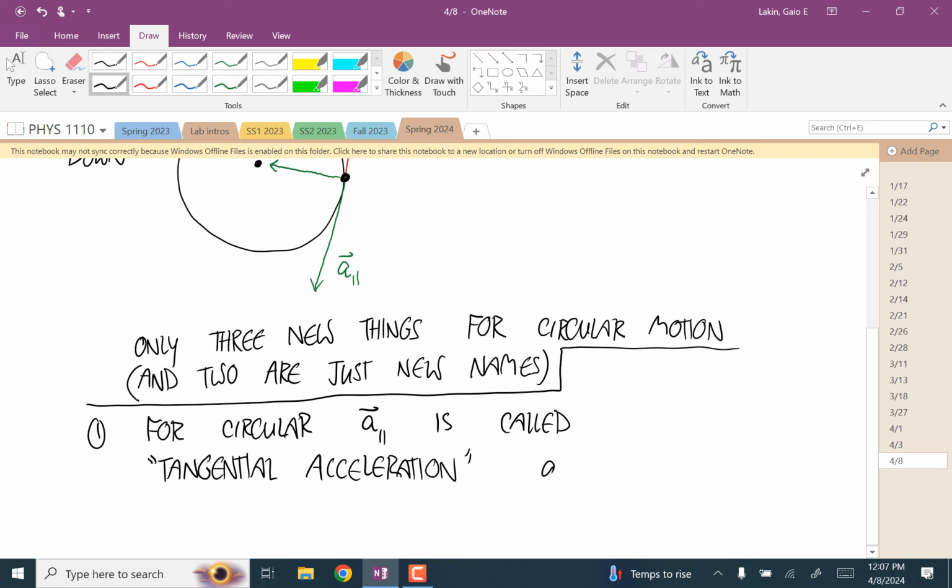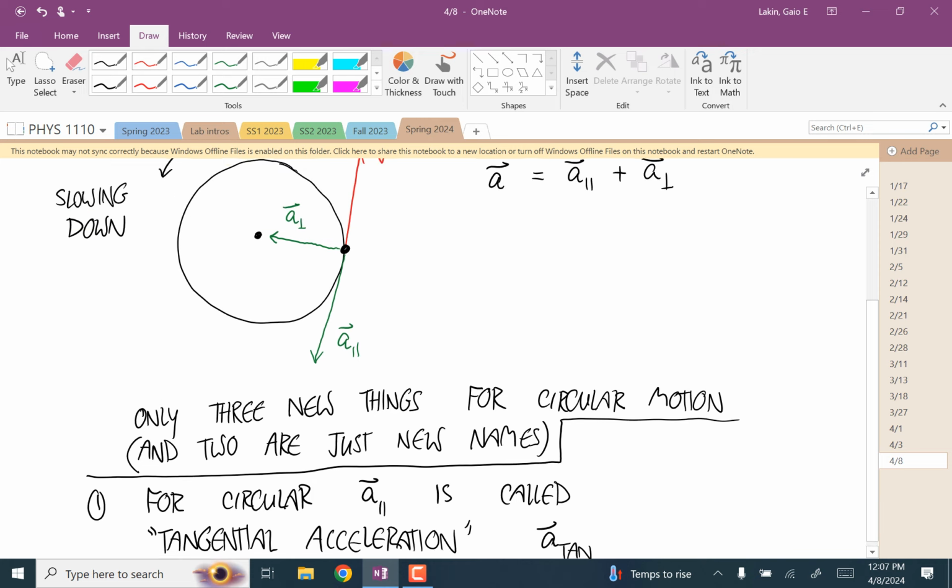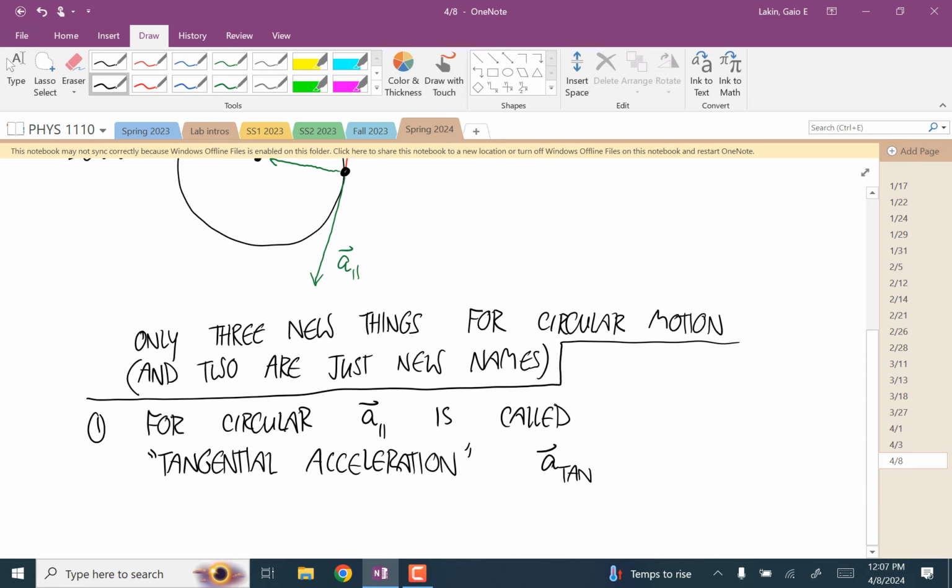And I'll just denote that A sub tan. And notice why that name makes sense. The velocity is always tangent to the path of an object. And so anything parallel to it is always tangent to the path of the object. So it makes sense that you would think of this as tangential to the path.